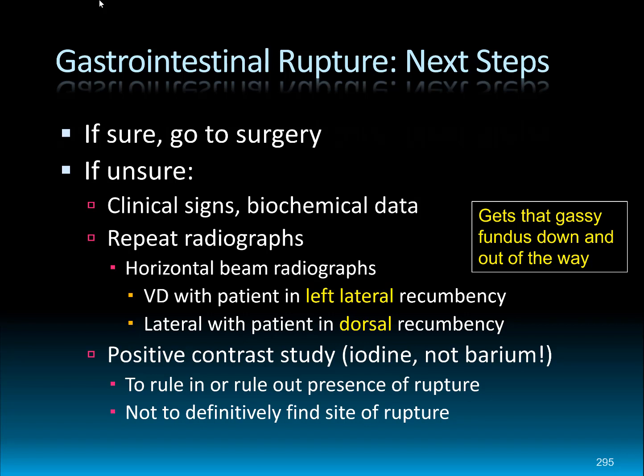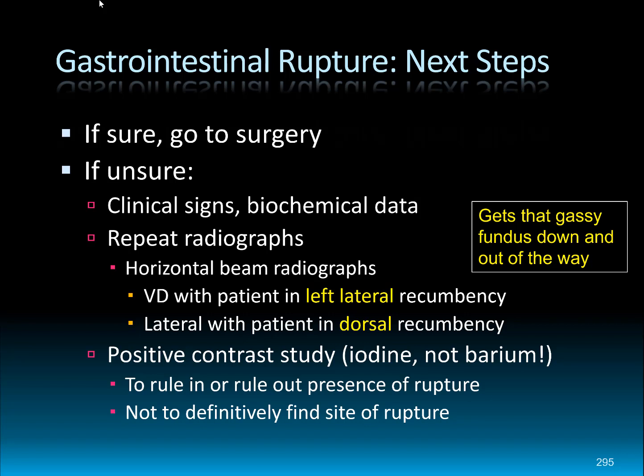So what do you do if you're concerned about an intestinal rupture? If you are pretty positive, you go to surgery. If you're not sure, then evaluate your clinical signs, biochemical data. Does it fit? Does it not fit? Consider repeat radiographs. Horizontal beam radiographs are useful, again, when the X-ray beam is parallel to the floor, because the gas, it'll highlight a gas cap in the non-dependent part of the abdomen more easily.